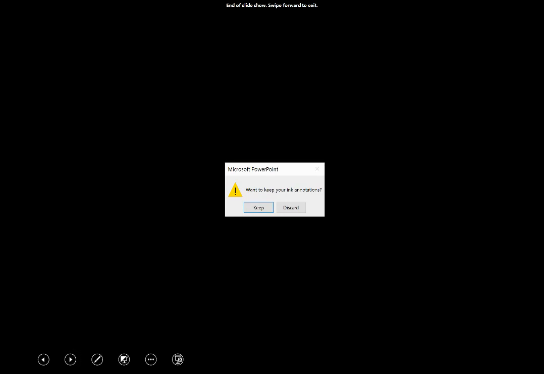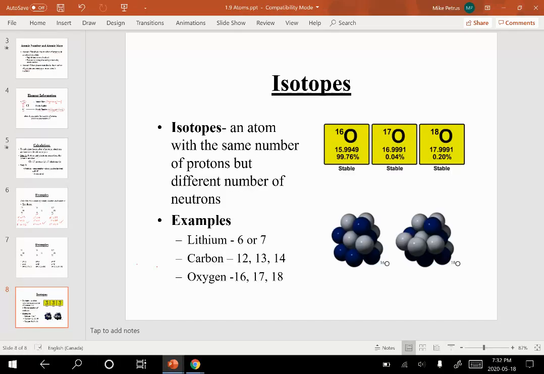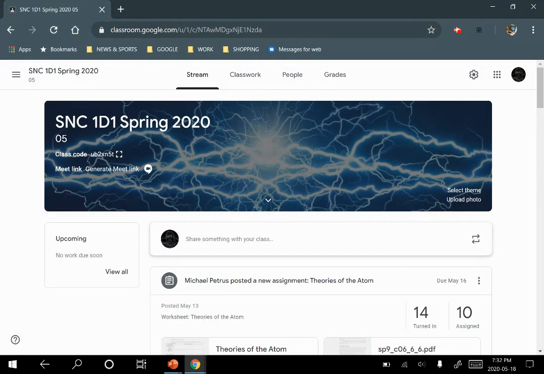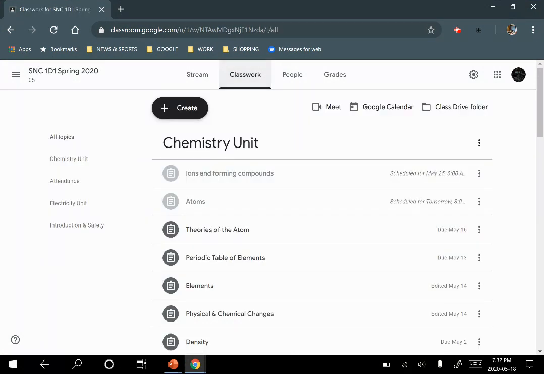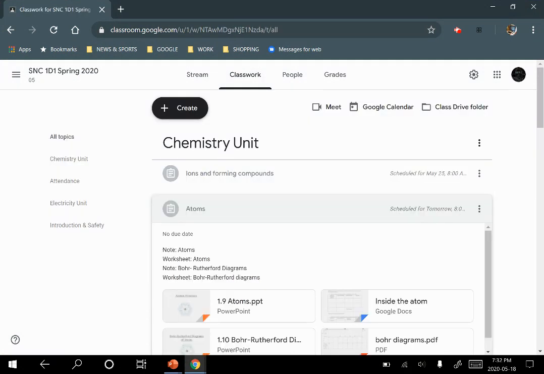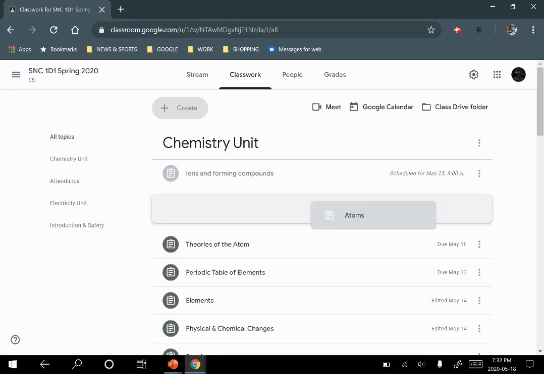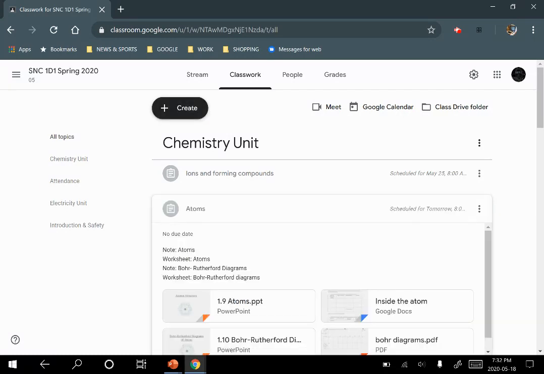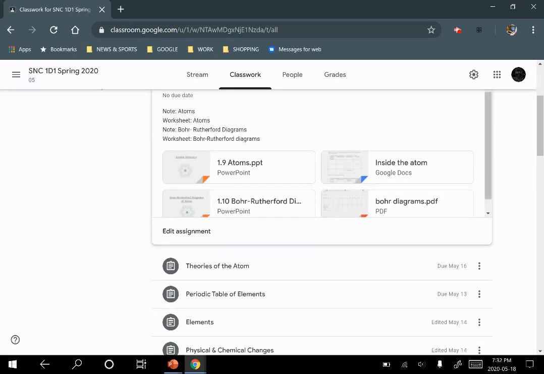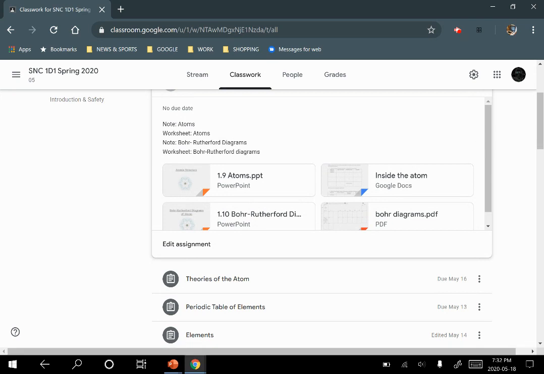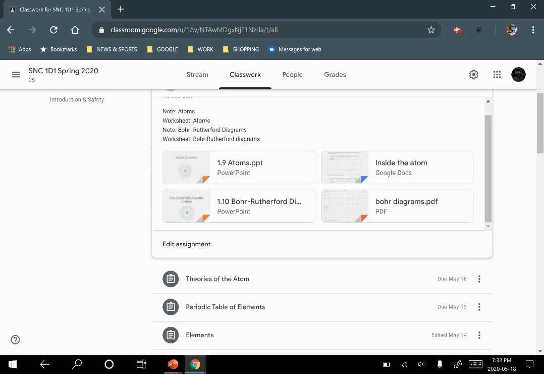So I have a short assignment to go with this one. Let me just get to it real quick if I can. Yeah, here's our course here. So as you'll see, I have all of your work for the week in one post. We've got this very short lesson on atoms, and then the second lesson is on Bohr-Rutherford diagrams. You can get it all done today and tomorrow. The way I have it planned out is you do this first part today and tomorrow, and then Thursday, Friday, the Bohr-Rutherford diagrams.